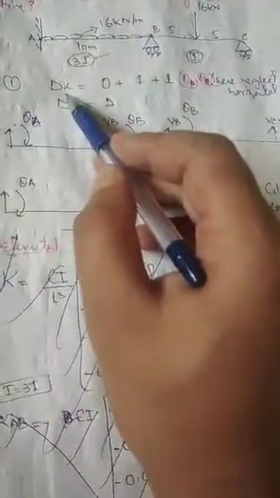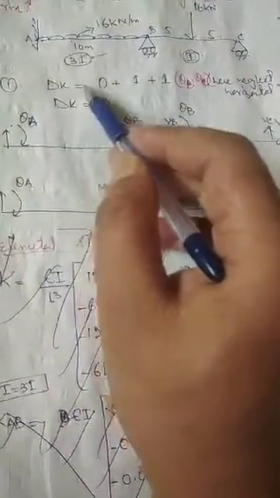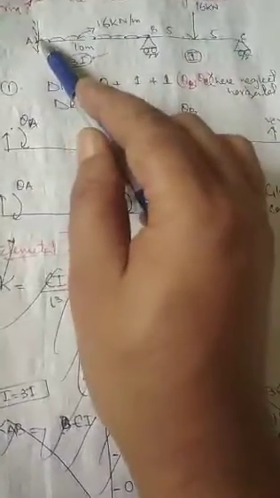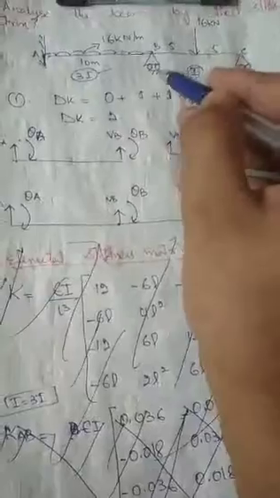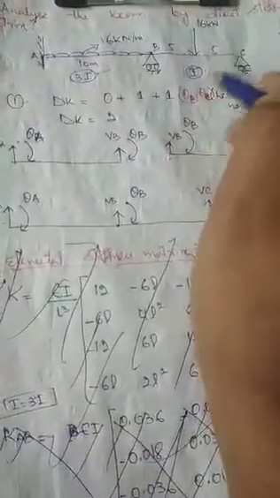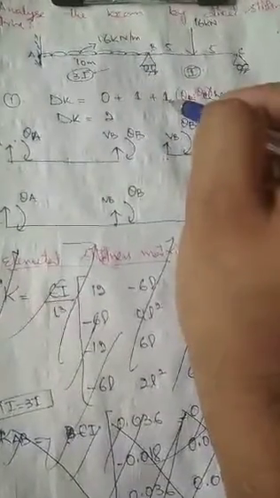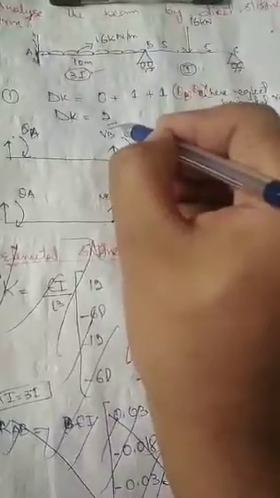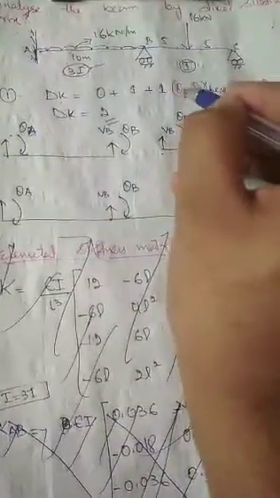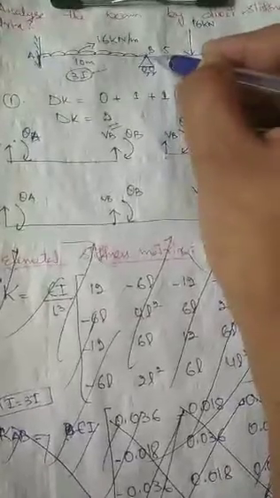Steps: first step is we have to calculate Dk. For a fixed support, Dk will be 0. For a roller it will be 1. For this roller it will be 1. So Dk will be 2. That means theta B and theta C; the rotations are theta B and theta C.